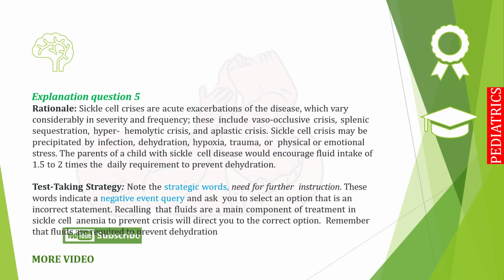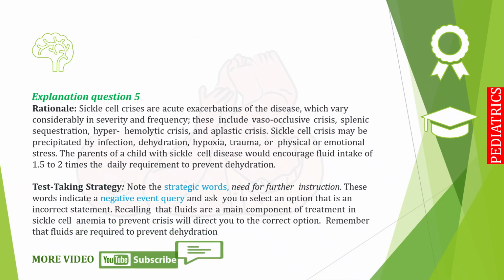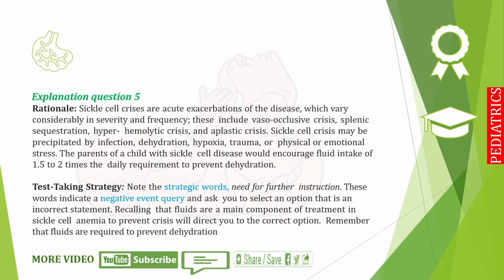Explanation. Question 5. Rationale. Sickle cell crises are acute exacerbations of the disease, which vary considerably in severity and frequency. These include vaso-occlusive crisis, splenic sequestration, hyperhemolytic crisis, and aplastic crisis. Sickle cell crisis may be precipitated by infection, dehydration, hypoxia, trauma, or physical or emotional stress. The parents of a child with sickle cell disease would encourage fluid intake of 1.5 to 2 times the daily requirement to prevent dehydration.